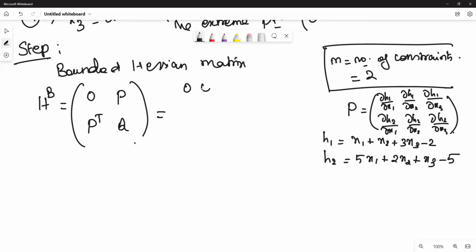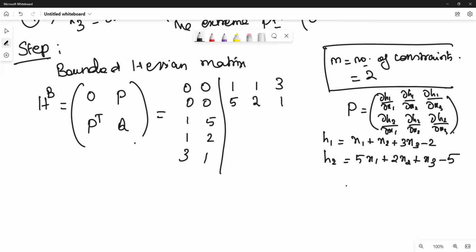First, O is a 2 by 2 0 matrix. P is nothing but dou H1 by dou X1: with respect to X1, if you differentiate, 1. With respect to X2, 1. With respect to X3, 3. H2 with respect to X1, 5. With respect to X2, 2. With respect to X3, 1. The transpose of this is row into column, second row into second column.